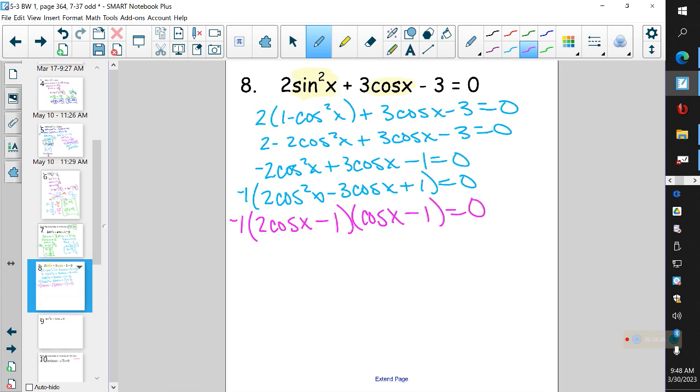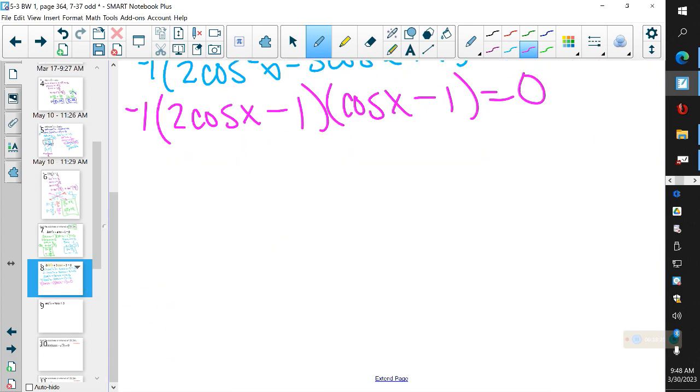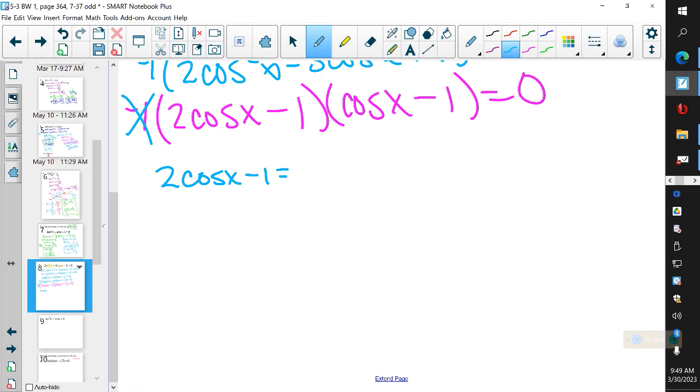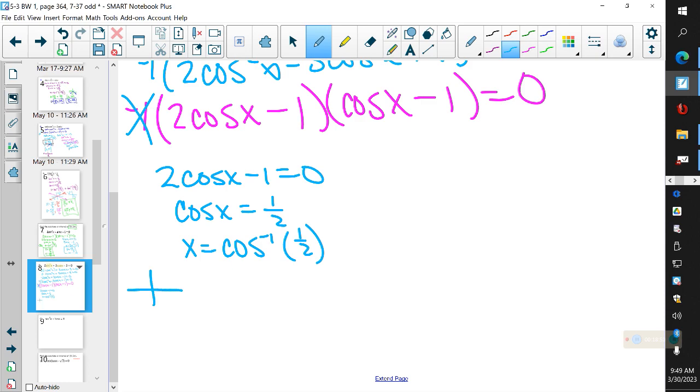So now from here, I am going to say that this negative 1 does not matter anymore, and I have 2 cosine of x minus 1 is equal to 0, so the cosine of x is equal to positive 1/2, so x is equal to the cosine inverse of 1/2. Okay? So this is not specific to just the region 0 to 2 pi, so this is where I need to think a little bit, and I need to say, okay, well, where is cosine positive? Cosine is positive in quad 1 and in quadrant 4.